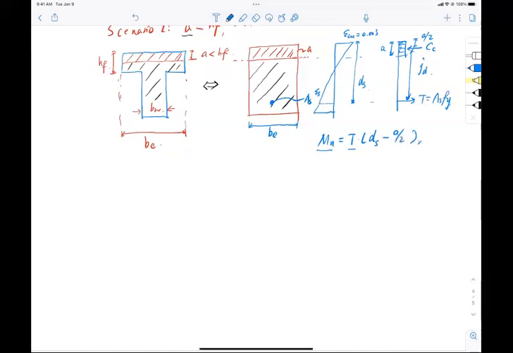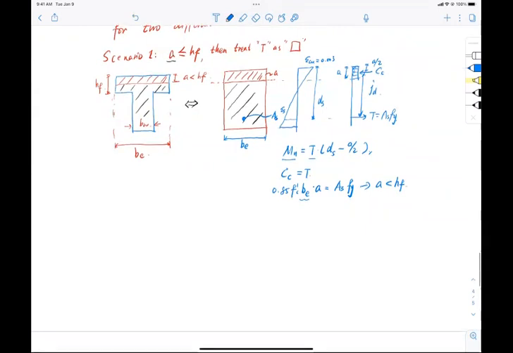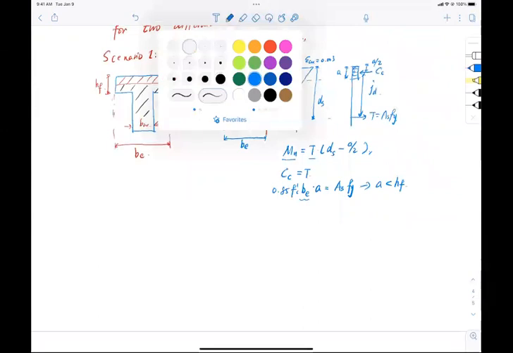That's it, right? That is the moment. As before, total compression equals tension, so Cc equals T, and 0.85 f prime c be a, okay folks, be careful, be, multiplied by a, equals As Fy. So you can find a, and you have to make sure that it is smaller than hf. Pretty much that's what we do in scenario number 1, that is, a is smaller than or equal to hf. So you treat it as a rectangular section, you find a, and you proceed as we did before. No hassle, everything just as before.